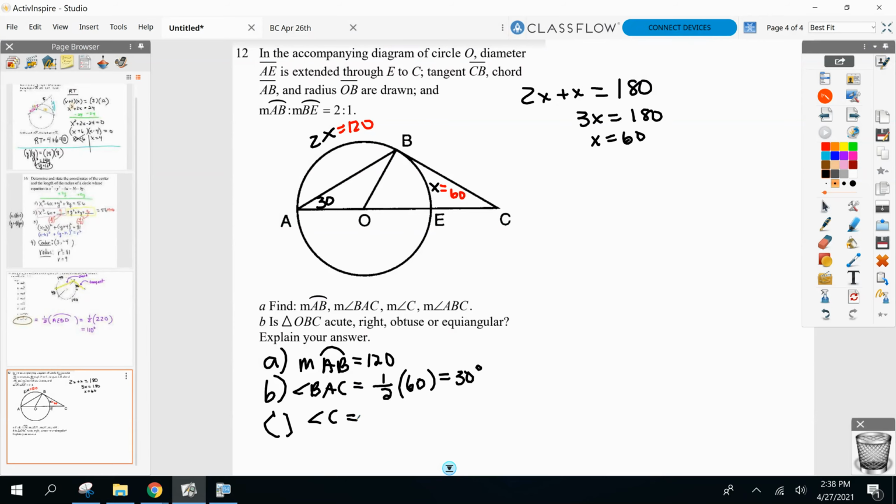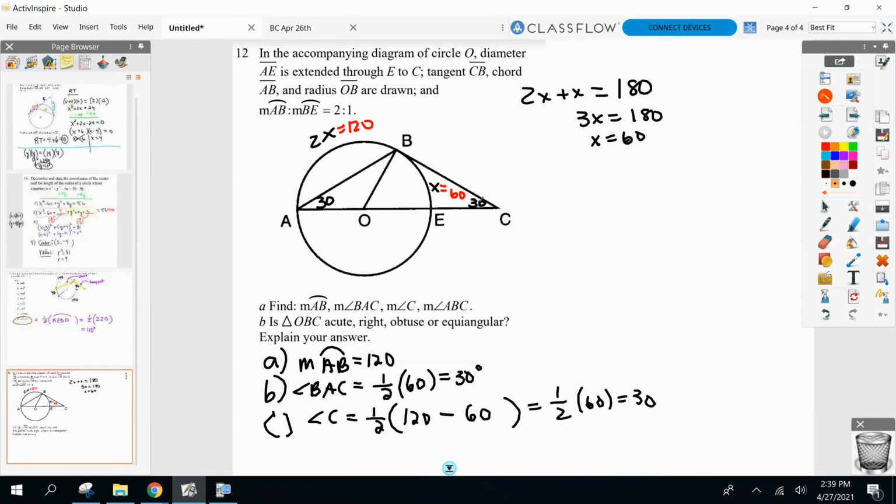Next up, angle C. Angle C is on the outside, and we know the rule for the outside angle is half of the two arcs subtracted. The two arcs in between are the ones we've been working with, 120 and 60. Half of 60, 30. Let's see, where's that angle? Right here, 30, angle C.